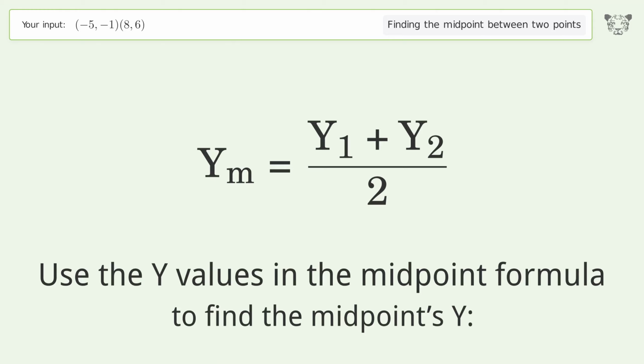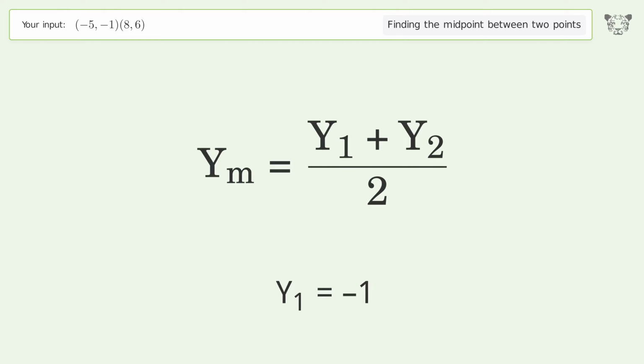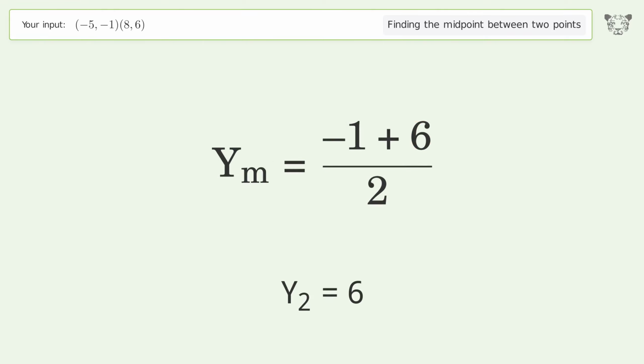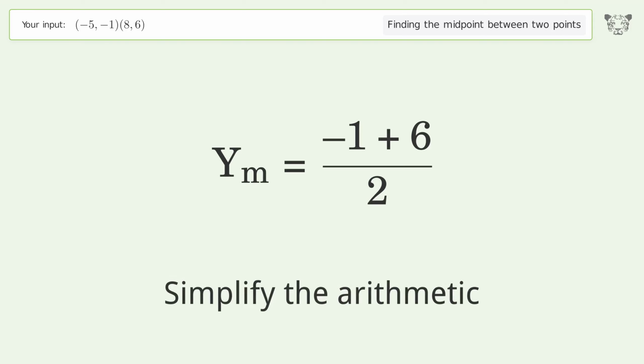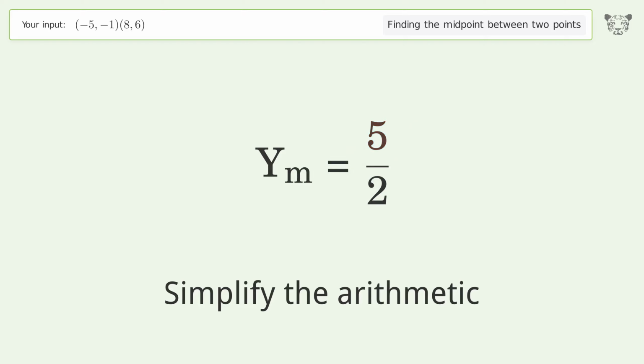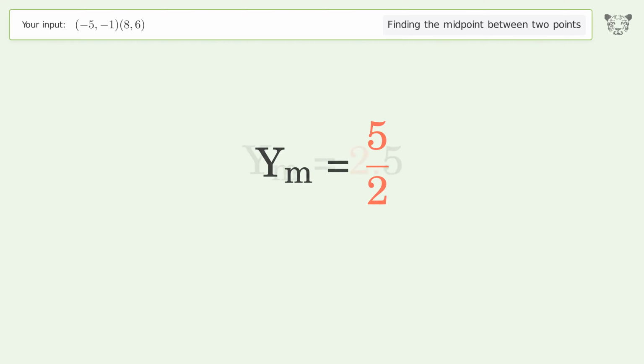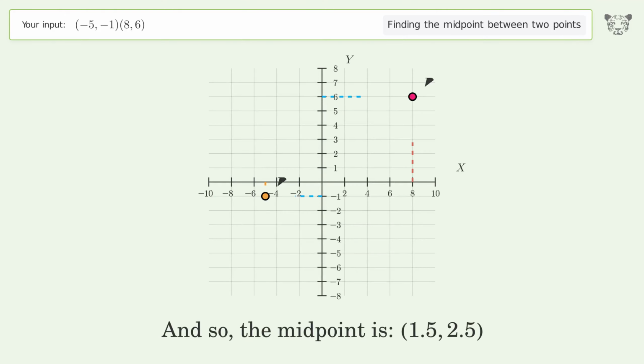Use the y values in the midpoint formula to find the midpoint's y. y1 equals -1. y2 equals 6. Simplify the arithmetic. And so, the midpoint is 1.5, 2.5.